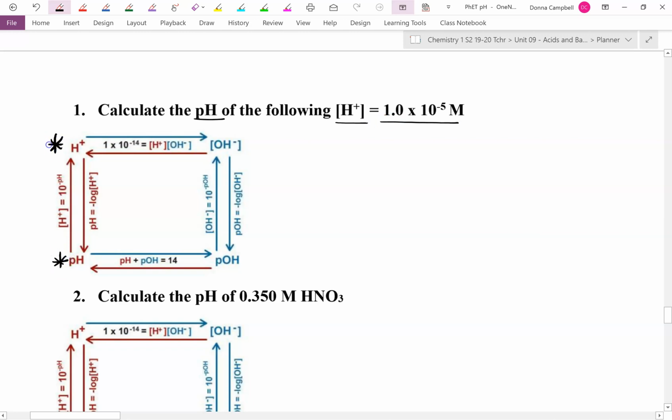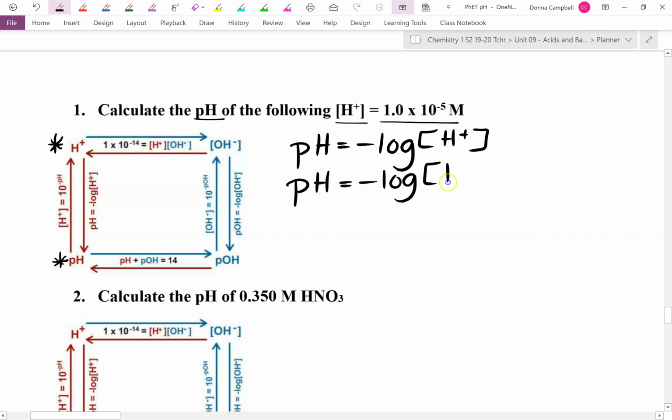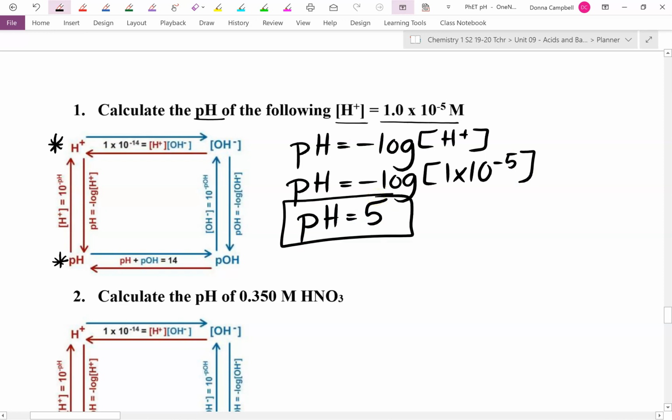I've got the H plus concentration, so that's a one step. You probably knew that. So I know that pH is equal to the negative log of the H plus concentration, that's H3O plus as well. pH is equal to the negative log of 1 times 10 to the negative 5. And I do need to see work. pH is equal to 5. So getting pH from an acid is one step.